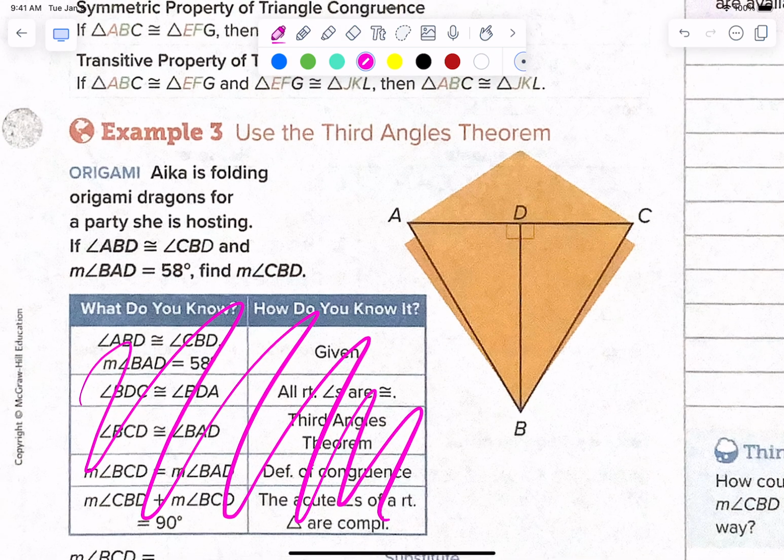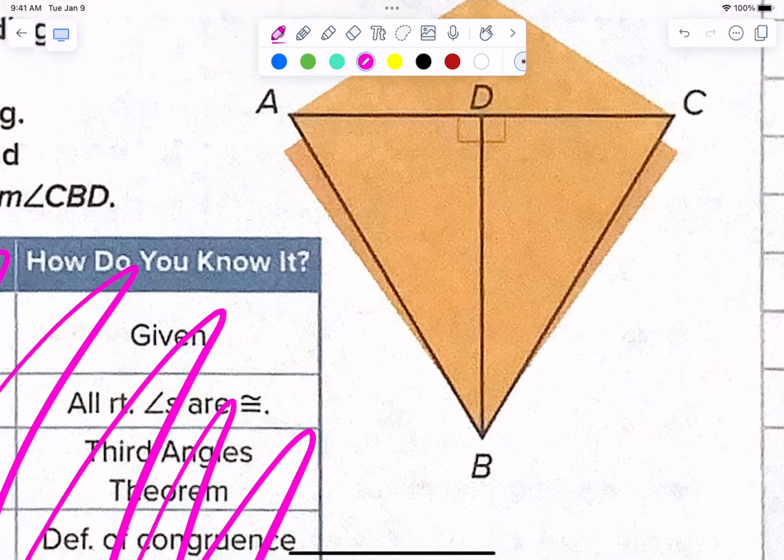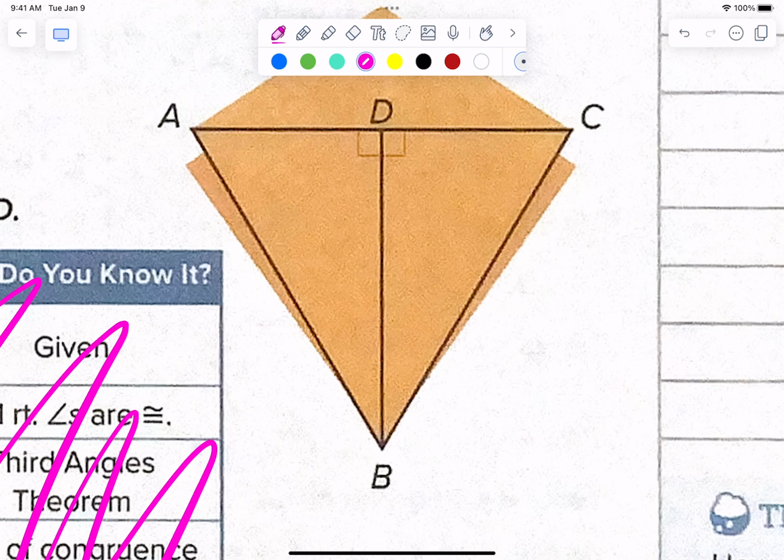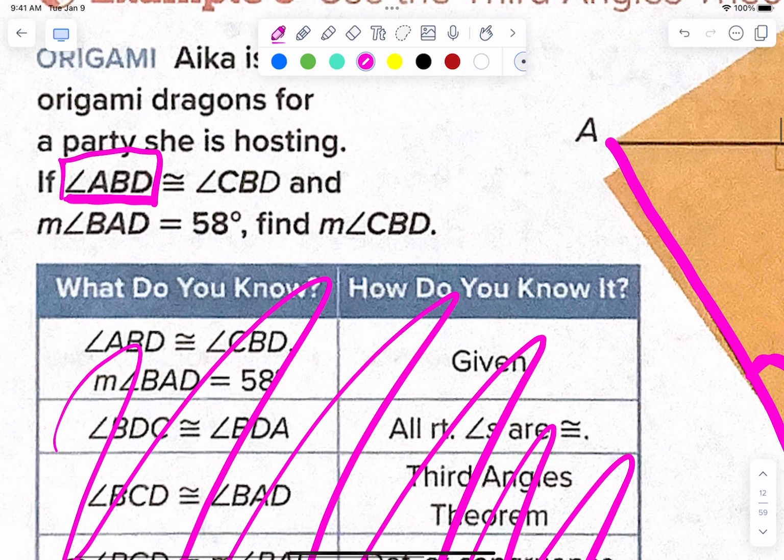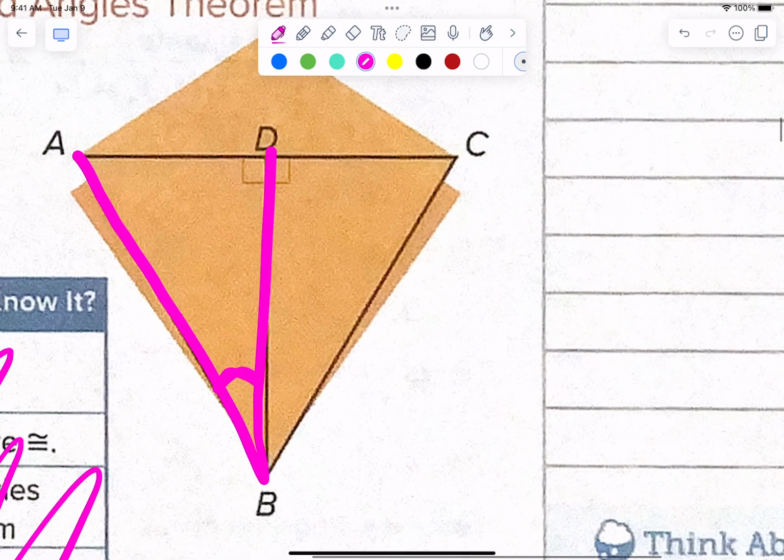Ready? Okay? Some people are still struggling with this. When they say angle ABD, do you know which angle is angle ABD? Which one? It's at the end of the D line. It's not the 90 degrees, it's the triangle ABD. Which one's angle ABD? This one, right? Yeah? That's angle ABD. It is the same as angle CBD, which is the other one. That is what we know, right?